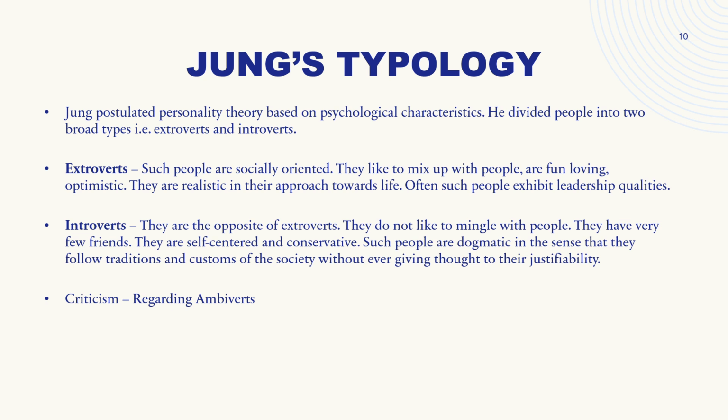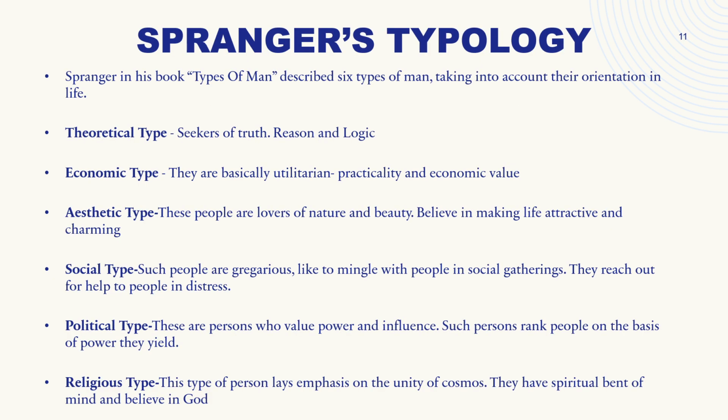He failed to mention the category of ambiverts. Ambiverts are people who are both extroverts and introverts depending on the situation that they are in. He failed to discuss about ambiverts. That is a criticism for Jung's typology.